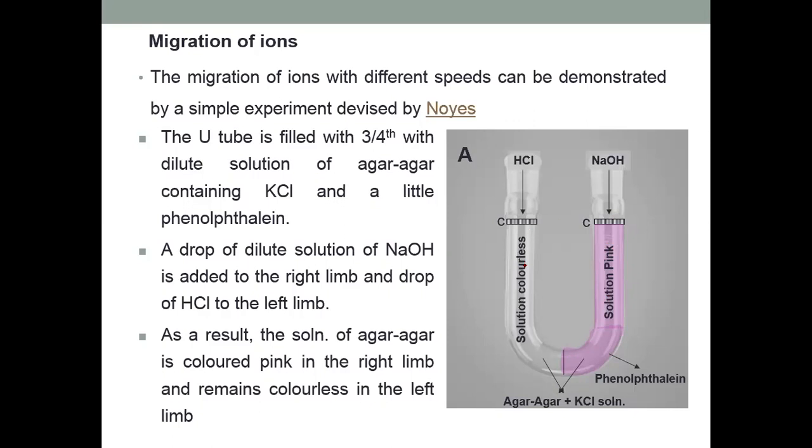And the left side will appear colorless, and HCl is added because it's less than a pH of 8.2, which is the working pH range for the phenolphthalein, right? So now this limb is colorless, this limb is pink, right? So here sodium hydroxide is added, here HCl is added.